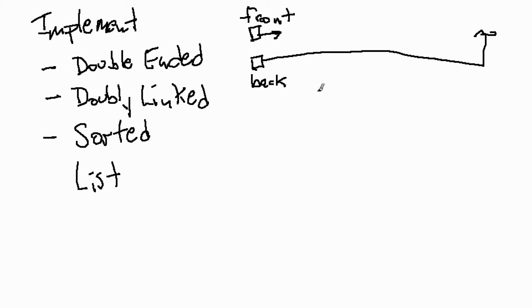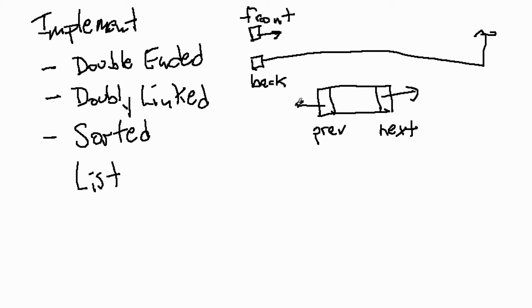Doubly linked means that each node actually has two reference variables in it. One is called prev, one is called next, so that this would point that way and this would point that way. Sorted means that we're going to be sorting it by the key value, and we'll talk about that in a moment. So we're basically going to have some sort of structure that looks like this.